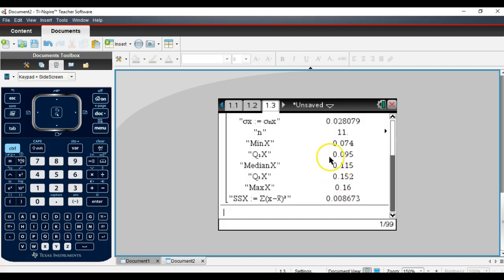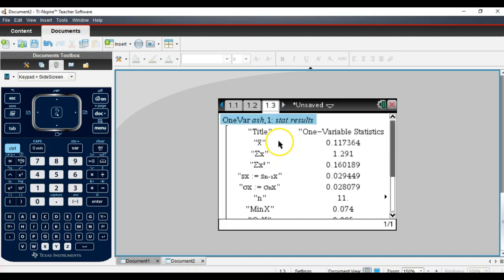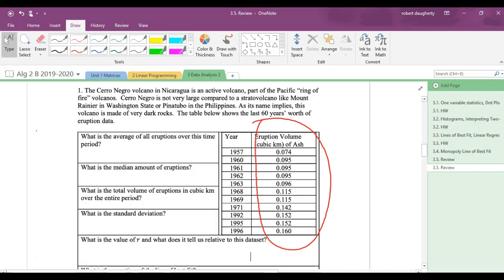Okay, so that comes back and gives me information about this. Remember that the average is going to be X bar. So 0.117364. That's the number. But what is the unit? It's cubic centimeters of ash. There's my number and my unit.